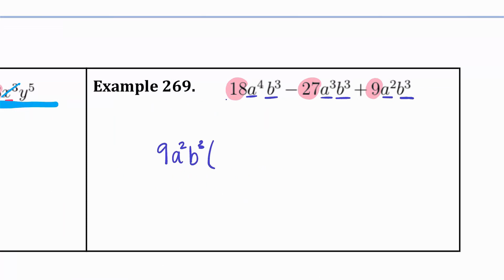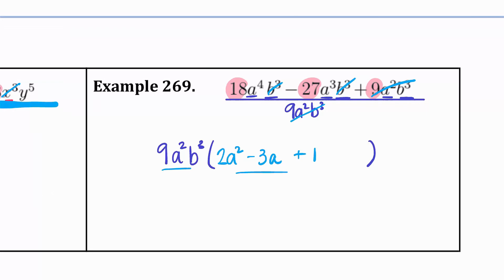If we divide my entire expression by 9a squared b cubed, let's see what we're left with. We're going to be left with 2a squared, and then our b's cancel. For our middle term, we've got minus 3a to the first, and then our b's cancel. For our last one, 9 divided by 9 is 1. A squared divided by a squared is 1. B cubed divided by b cubed is 1. So this entire thing divided by itself just gives me plus 1. So that's the greatest common factor, and what we're left with.